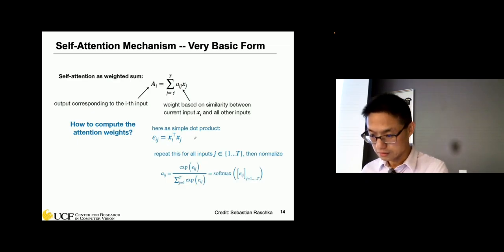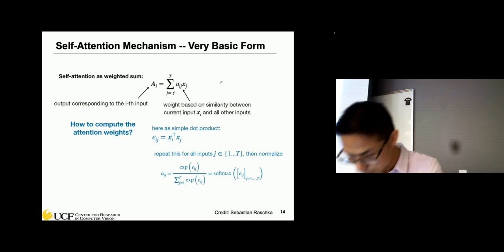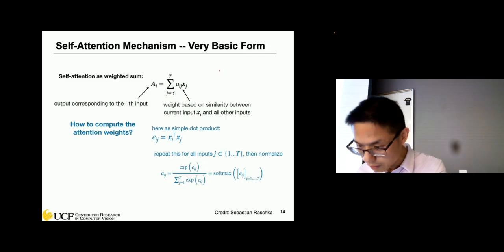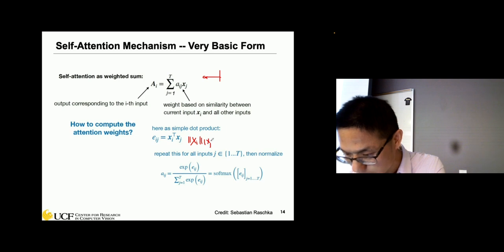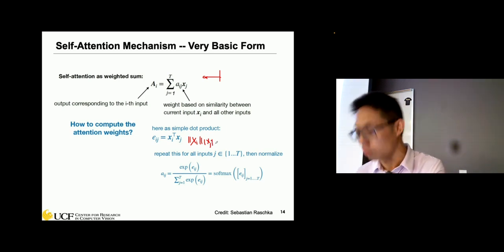For this dot product, maybe I can write here again. It's really hard to write, I don't have a stylus. So this one, you can extend like the magnitude of xi, multiplied with the magnitude of xj, the other vector. So this is in the vector form.